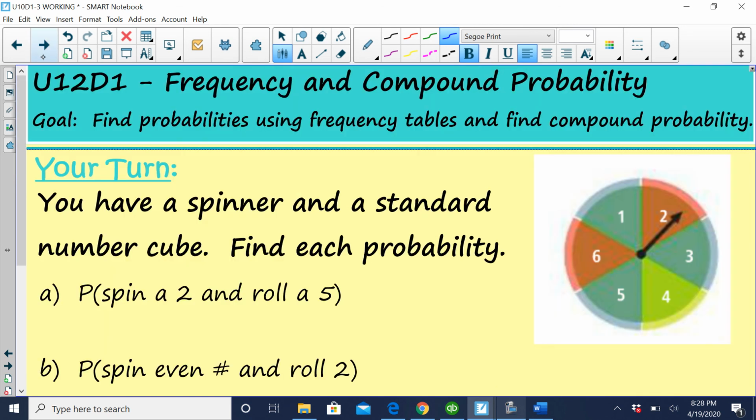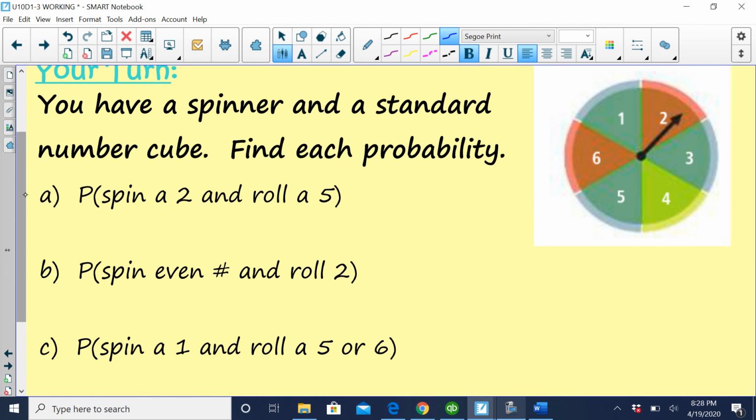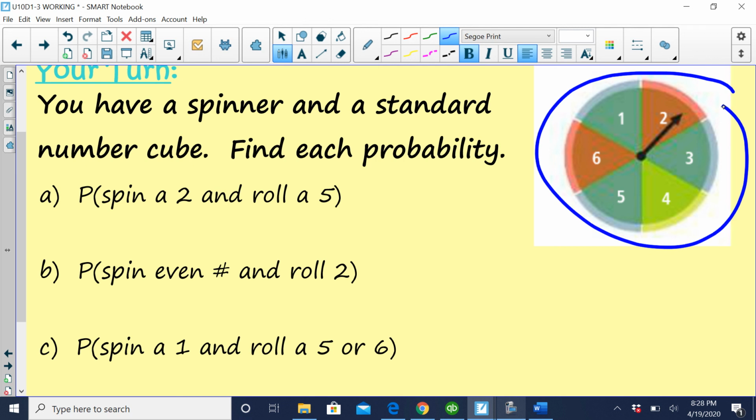Okay, so here's some practice problems. It says, you have a spinner and a standard number cube. Find each probability. So the first one is the spinner is going to be over here on the right. The standard number cube, remember that's your dice, your numbers 1 through 6. Okay, so what's the probability that I spin a 2? How many 2s are on this spinner? Well, just 1 2, so 1 out of possible 6.